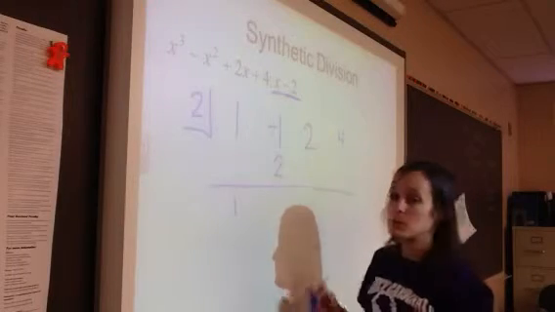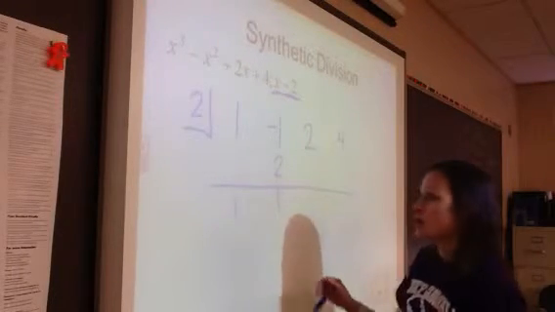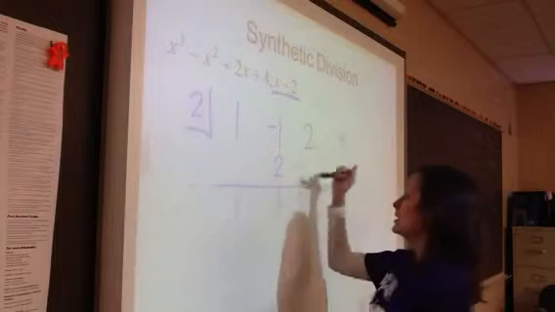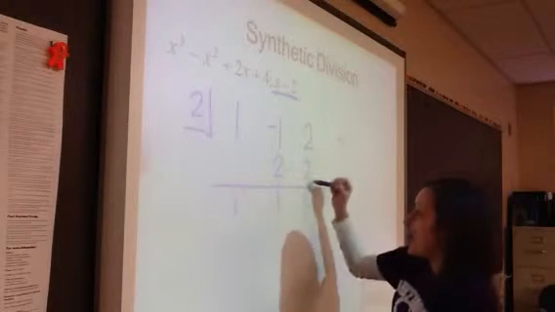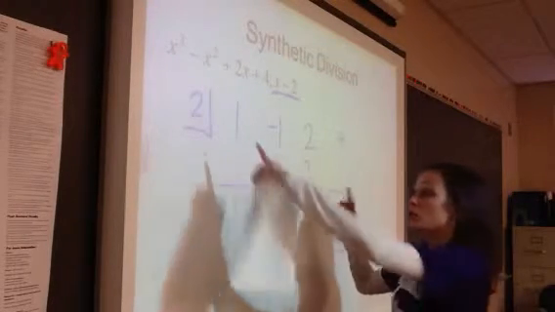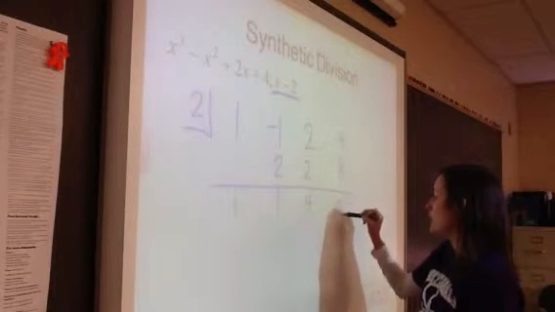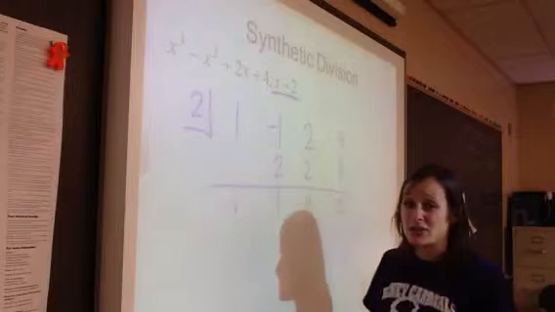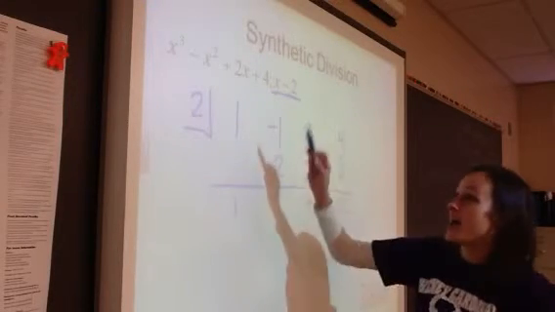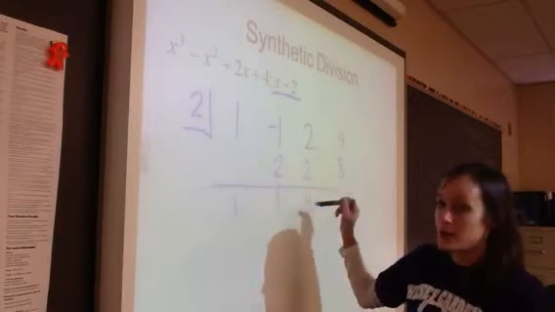So negative 1 plus 2 is 1. Start over. Multiply. You get 2. Add. You get 4. Start over. You get 8. Add. You get 12. That's your answer that you're going to add variables to.